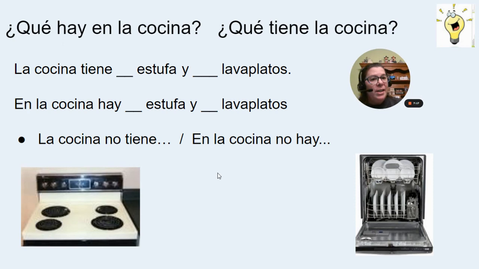So ready? Write a sentence about your home. La cocina tiene una estufa y un lavaplatos. Or, en la cocina hay una estufa y un lavaplatos. Some of your families love to cook, and you might say dos estufas. And you know what? You might not have one at the moment, and that's okay. You could say la cocina no tiene una estufa. En la cocina no hay un lavaplatos. Ready? Pause and do that practice.